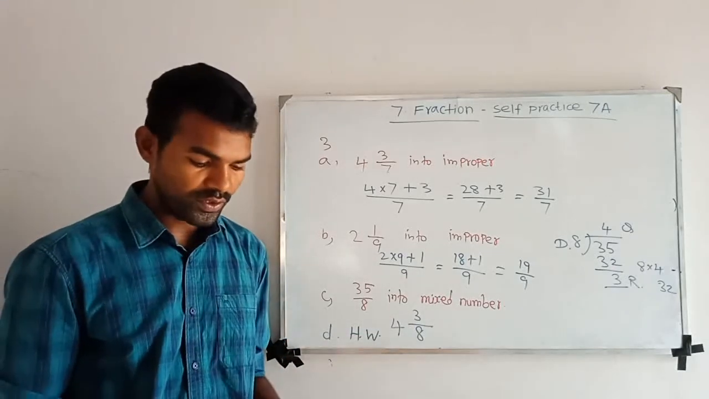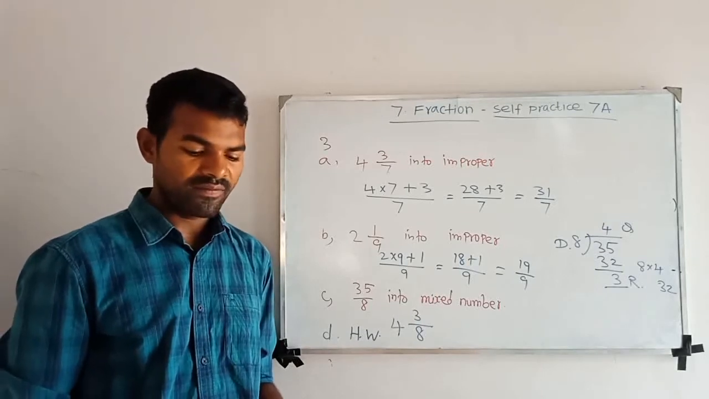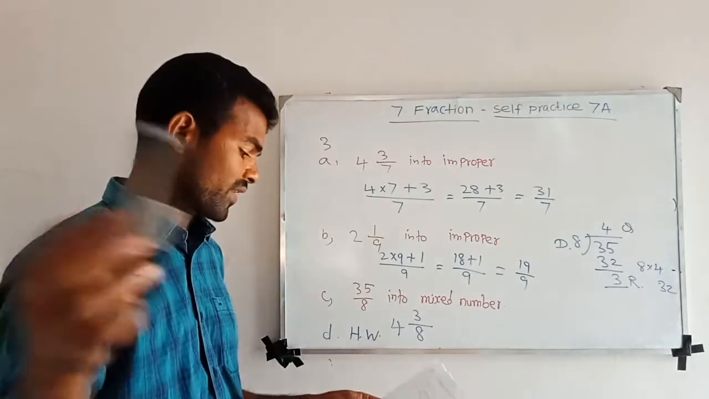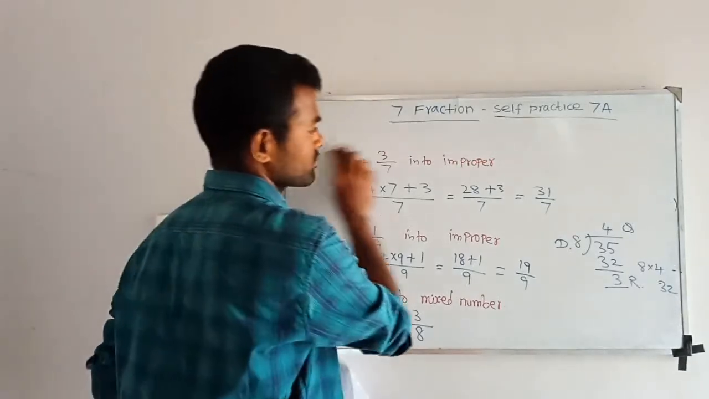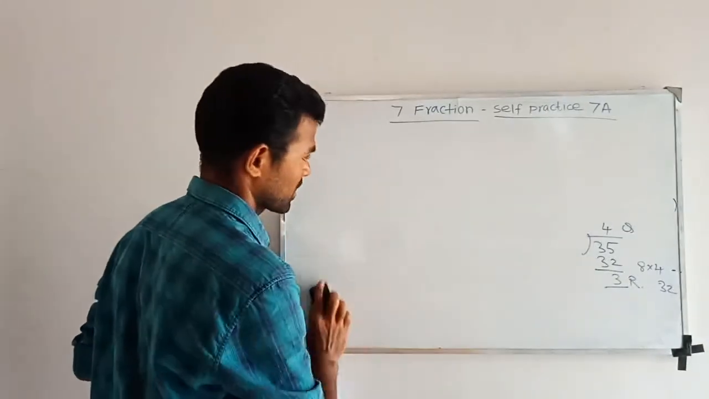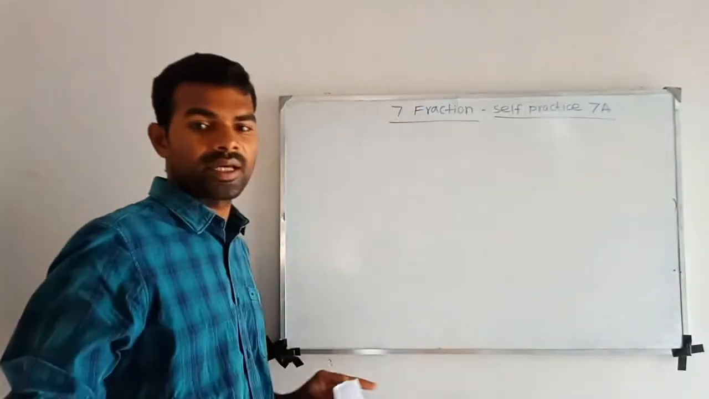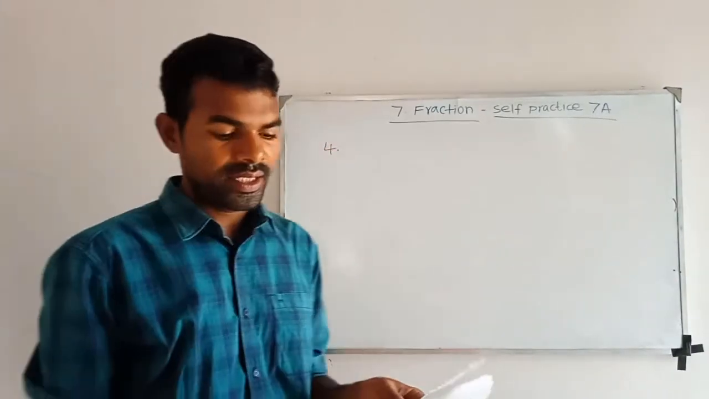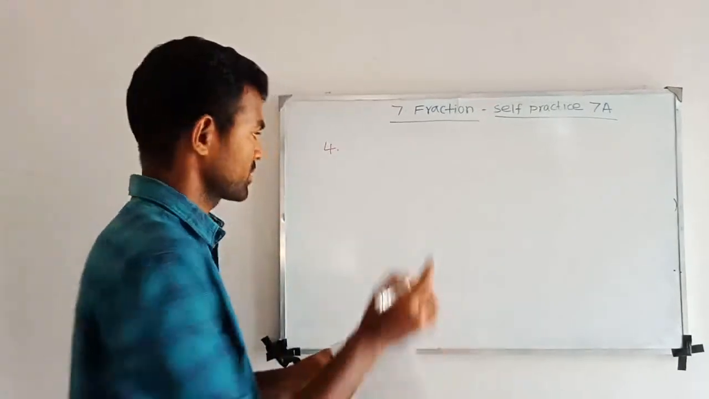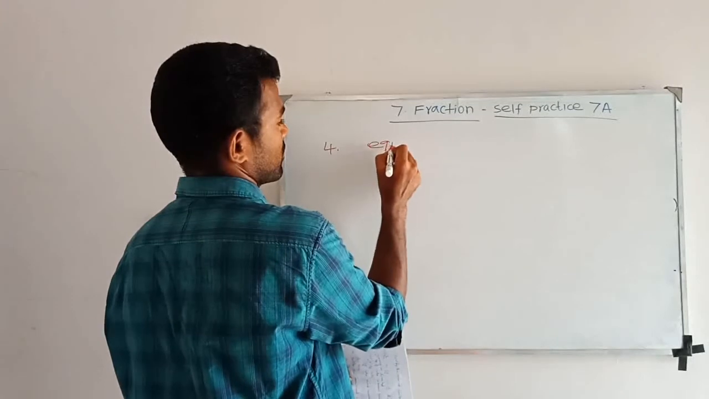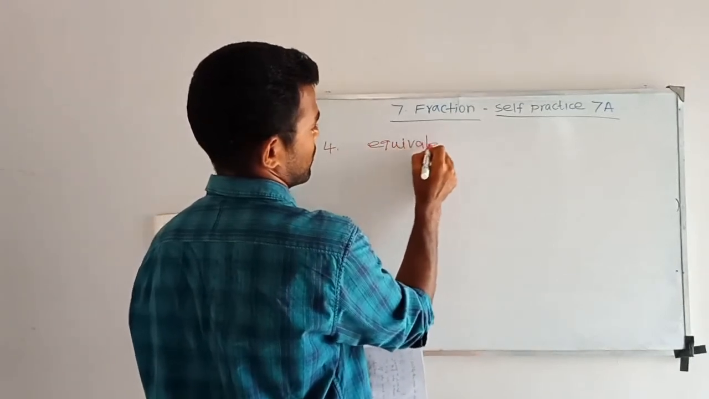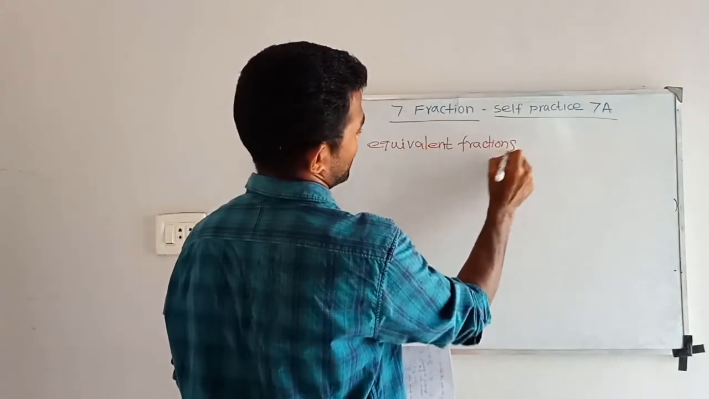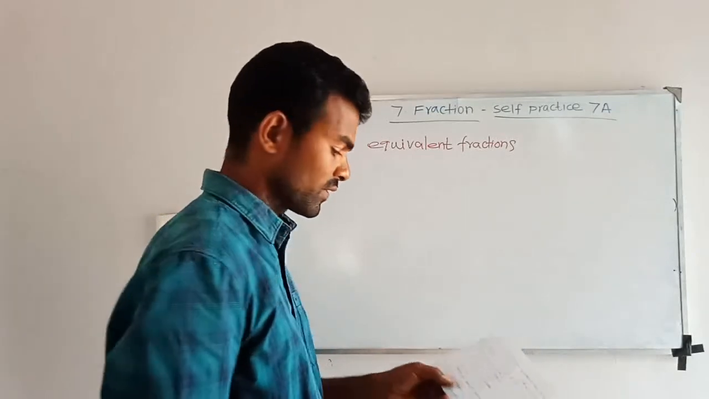And let us go to the fourth question. Write the equivalent fraction for the following. See that they have given some fractions here. We have to write the equivalent fraction. Fourth question. Write the equivalent fraction for the following.